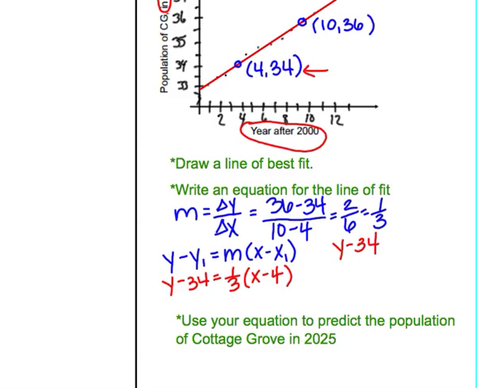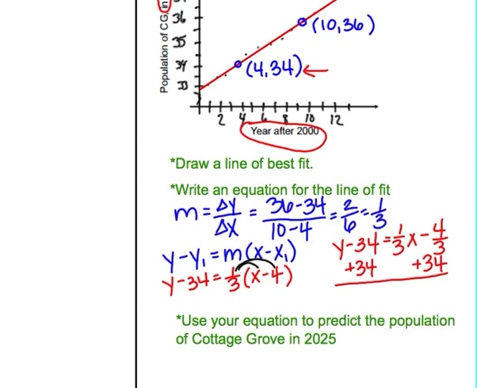So if I go ahead and do that, I have y minus 34. First I'm going to distribute that 1/3 to the x and to the minus 4, which gives me 1/3 x minus 4/3. Oops, that shouldn't be equals, that should just be minus. And so then I need to add 34 to both sides.